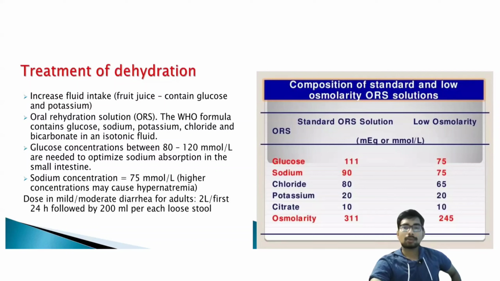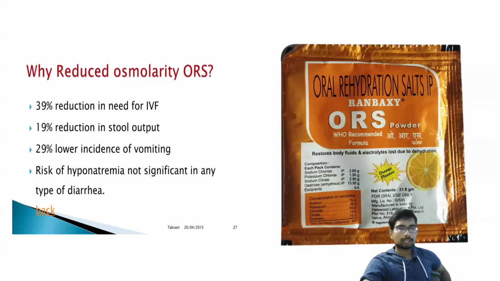So, standard ORS is now low osmolarity. Now we are using low osmolarity ORS. Why reduced osmolarity ORS? There is a 39% reduction in need for intravenous fluid, a 19% reduction in stool output, and less risk of hyponatremia. Sodium chloride 2.6 grams; concentration in millimoles: sodium 75, potassium 20, chloride 65, citrate 10, and dextrose 75.